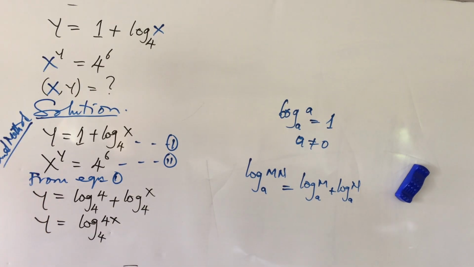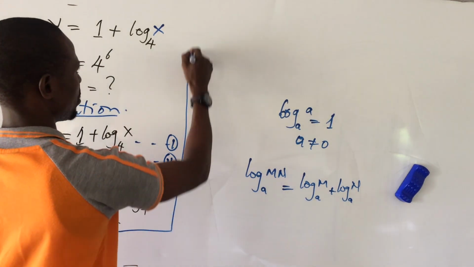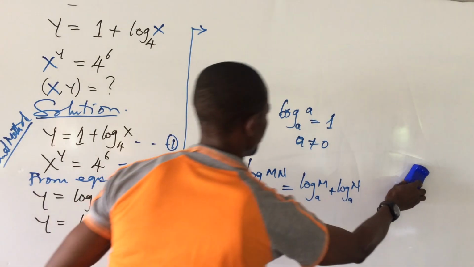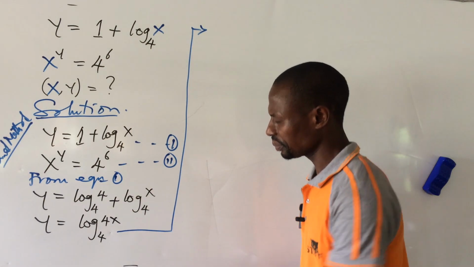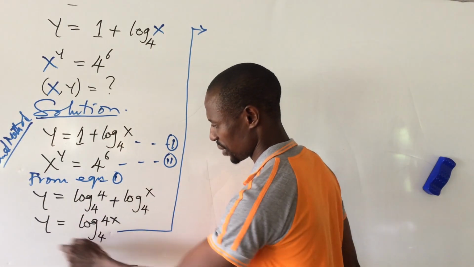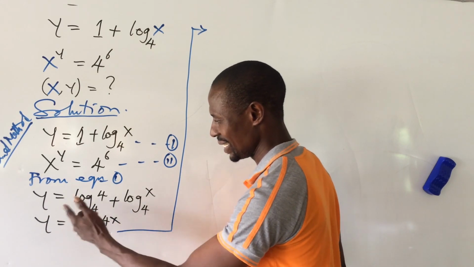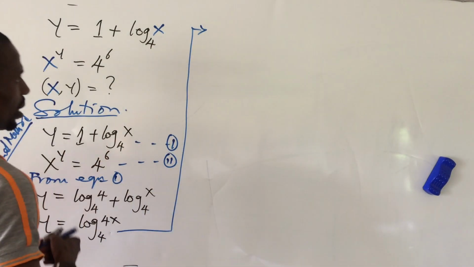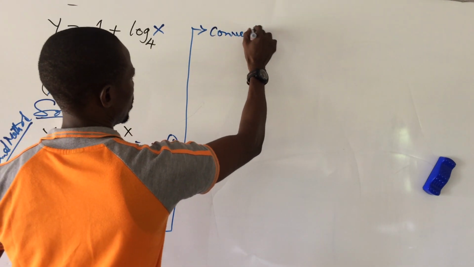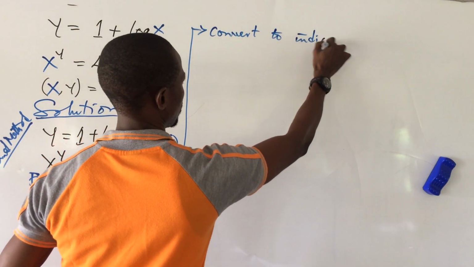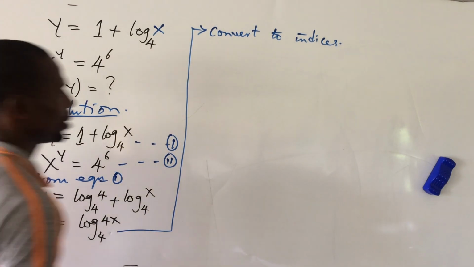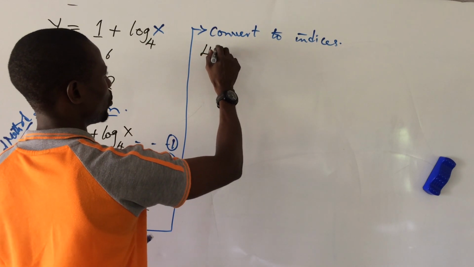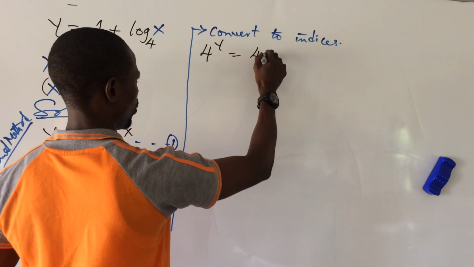Okay, so from here we proceed. Let's proceed from here and see what this gives us in turn. Let's erase this also. Now from here, what I'm going to do is to convert this expression to indices. If we convert this expression to indices, it's going to give us something special. If we do that, this is going to give us 4 to the power of y equal to 4x. So we now have 4 to the power of y equal to 4x.